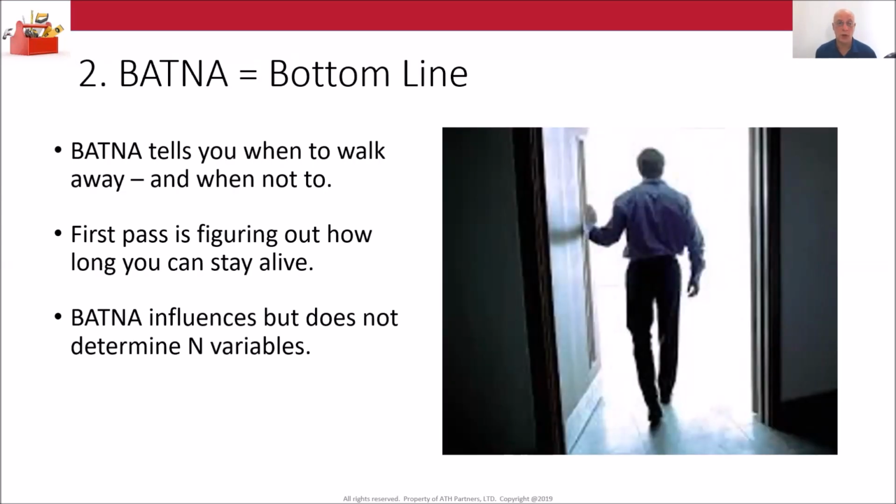If strategic goals are optimistic, then BATNA, or bottom line, is very grounded in reality. The BATNA, as we're using it, teaches you when to walk away and when not to. First pass is figuring out how long you can stay alive. That is the purpose of the first pass BATNA analysis. For our purposes, though, BATNA is going to be used to help us set our bottom line. BATNA is going to influence and sometimes control, but not directly determine, our end variables when we get to the tactical side.